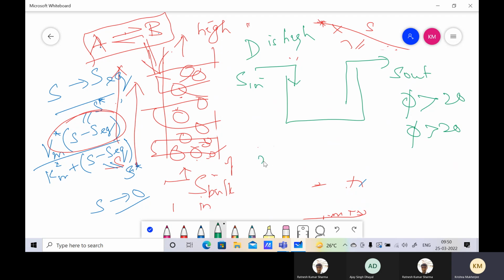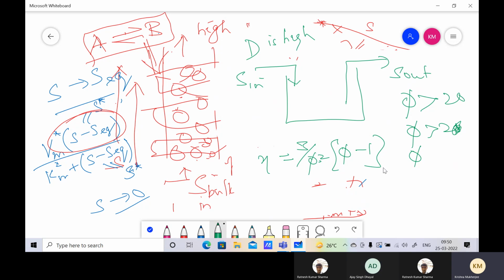eta is equal to 3 by phi square, phi minus 1. But suppose phi is not less than 2. Suppose phi is 1. Then you have to go back and write your coth equations.